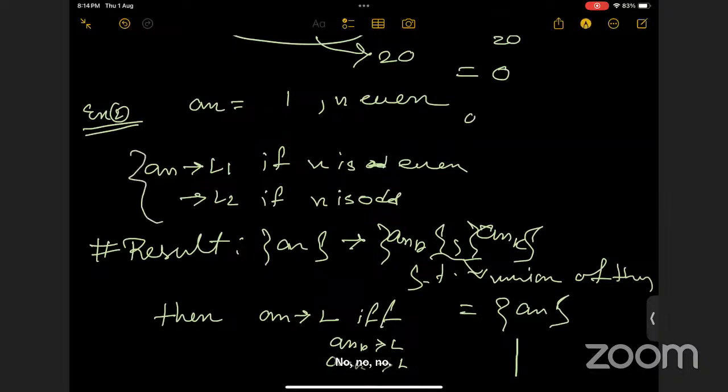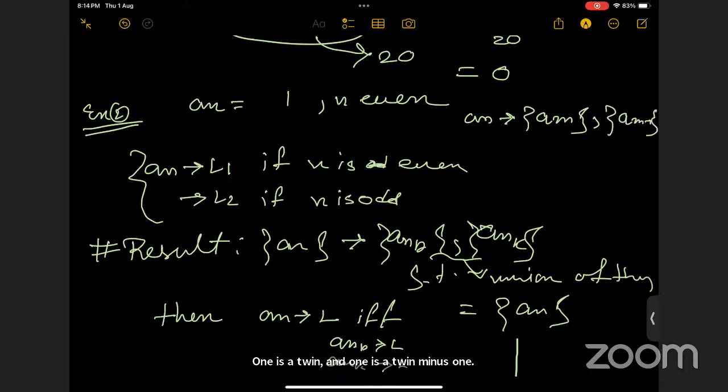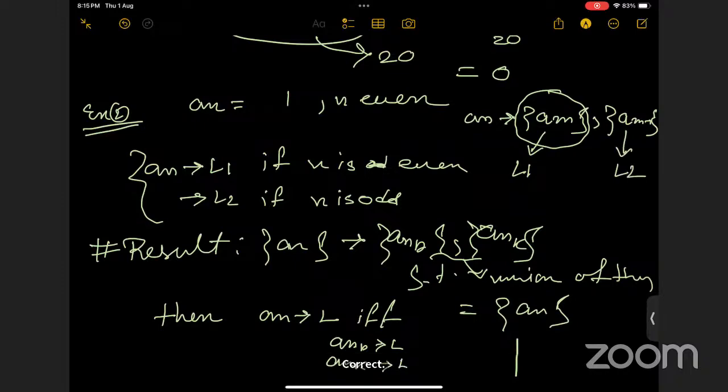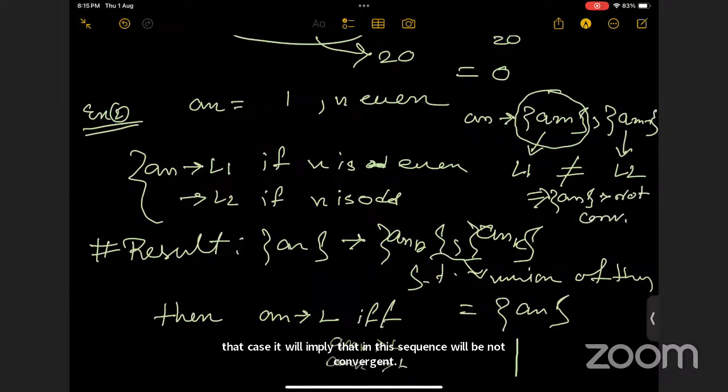This line means we have a sequence a_n, and for that we have two subsequences. One is a_2n and one is a_2n minus 1. That means we are taking one subsequence with only the even terms and another subsequence with only the odd terms. This is tending to some L1, this is tending to some L2. But if L1 and L2 are not equal, in that case it will imply that this sequence will be not convergent. From this result, you can note it down.